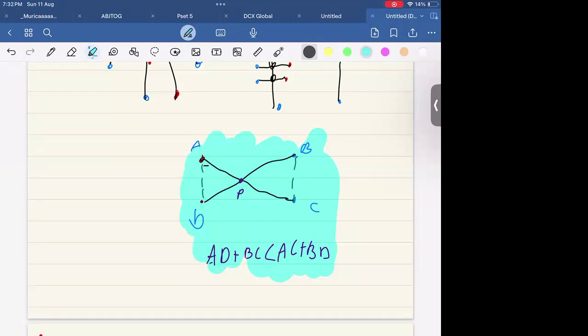I think this problem was in IMO shortlist 2013 or like that. I don't think so, because I think it was a Putnam 1979 problem. Yeah, it was Putnam 1979.